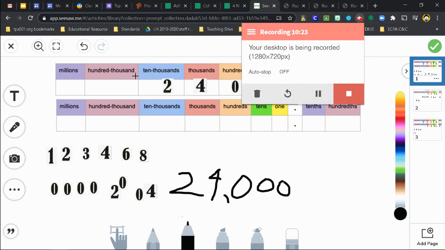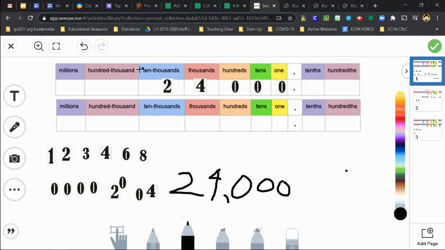So the numbers to the left are 10 times more than the numbers to the right. So that means the numbers to the right are 10 times less. So we can multiply by 10 if we want to get them bigger.